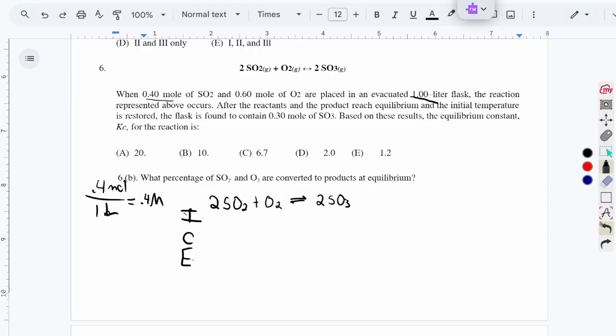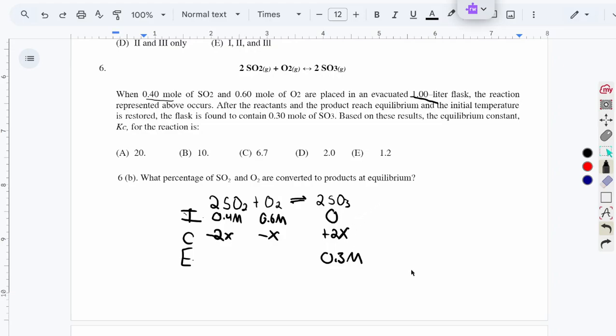All right, so let's just put these in. We're starting with 0.4 molar SO2 and 0.6 molar O2. We are starting with 0 SO3 and we are ending with 0.3 molar SO3. So our changes are going to be minus 2x, minus x, and plus 2x.